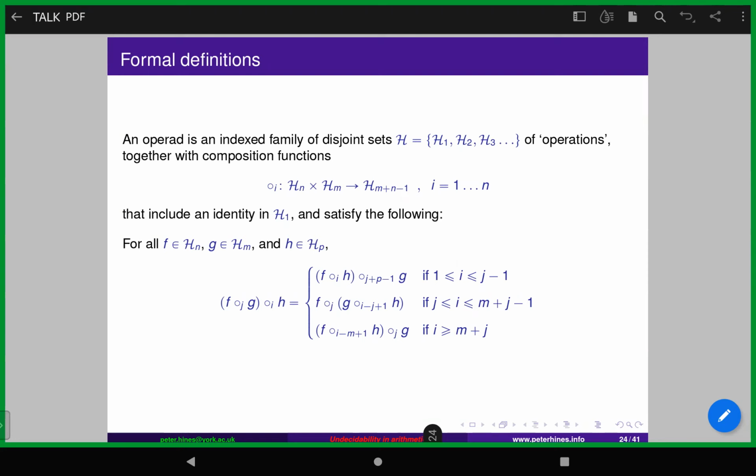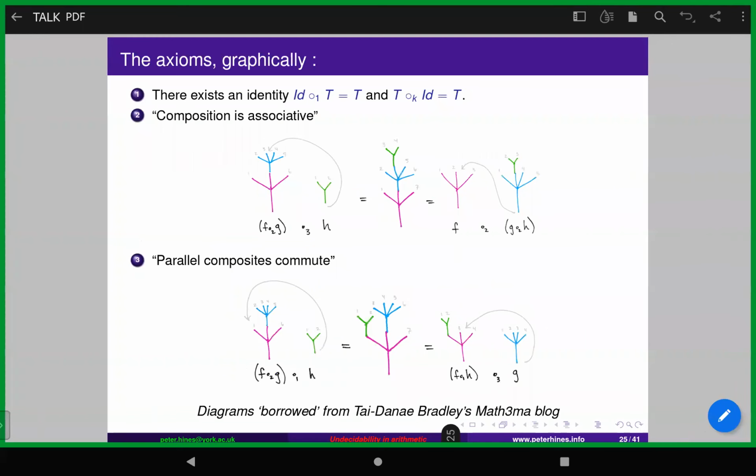We've got an identity in H1, and then we've got these fairly hideous looking axioms just here, which I can't remember, and I'm pretty sure that nobody else can either. Every time I come to write them down, I have to draw pictures instead. So let's just go straight with the pictures, because ultimately operads are a very, very graphical thing. We draw them as trees, and the first part of our axiom says that composition is associative. F composed with G composed with H is the same as F composed with G composed with H.